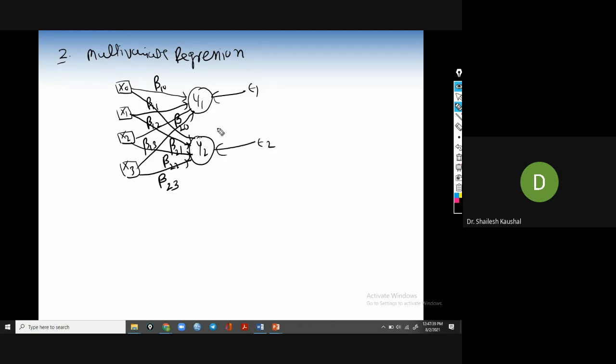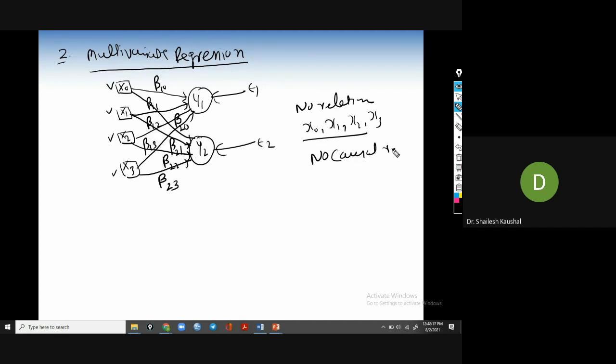So this is simply a multivariate regression, and there is no relationship among x0, x1, x2, x3. There is no relationship of x0 with x1, x0 with x2, x0 with x3, or x3 with x2, x1. Okay, there is no relationship in a multivariate regression, and there is no causal relationship. Causal relationship means y1 affecting y2. So there is no causal relationship.